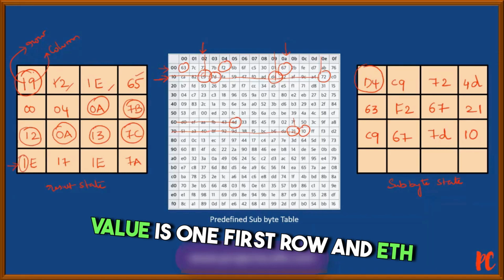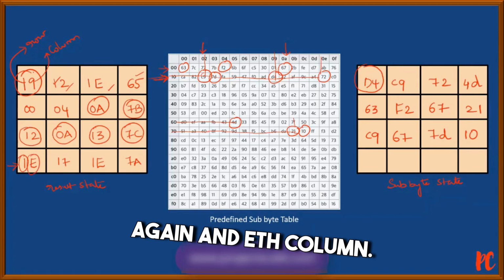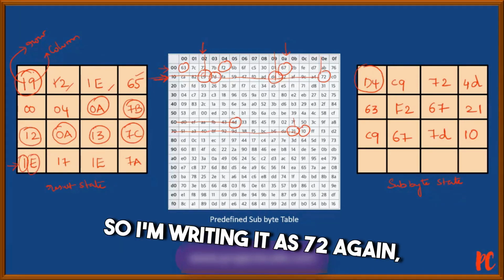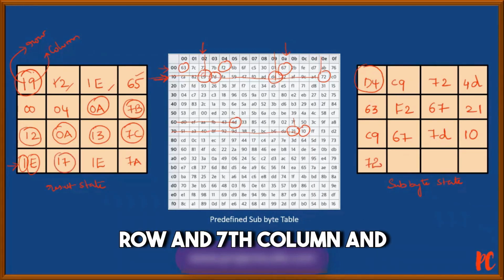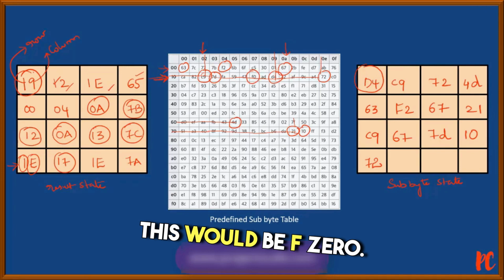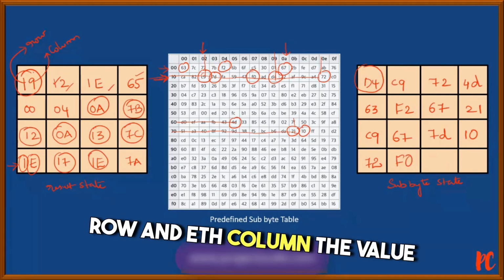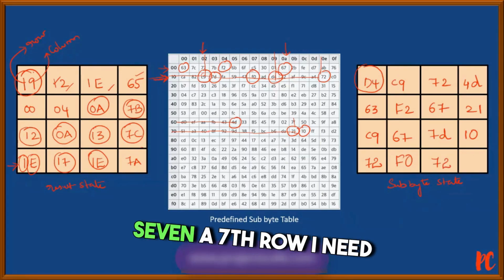1st row and eth column we need to bother about. So this is my 1st row again, and eth column, the point of intersection is 72. So I am writing it as 72. Again with respect to 1 7, 1st row and 7th column, and this would be F0. Similarly, with respect to 1E, 1st row and eth column, the value will be 72 again, and the last element, which is nothing but 7A.